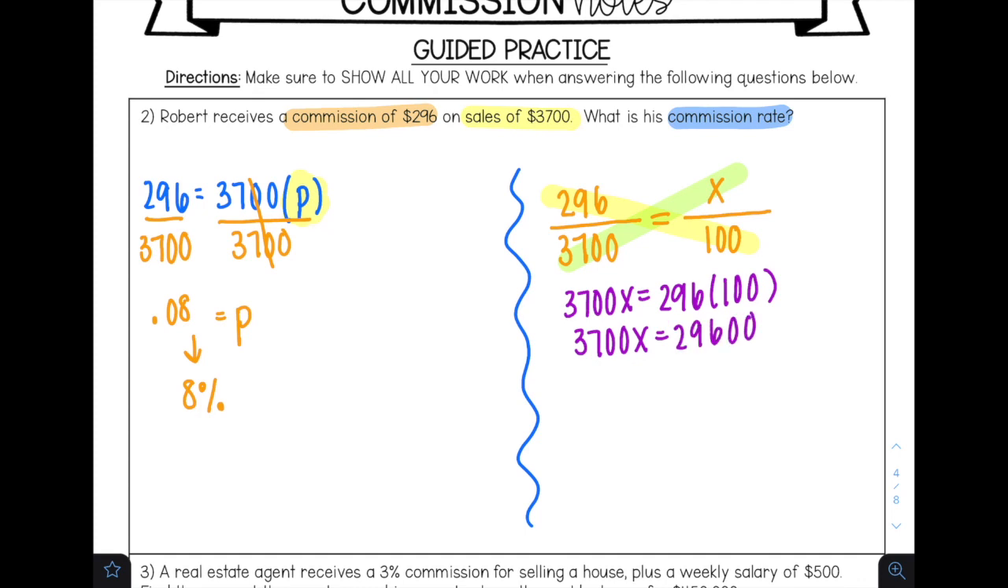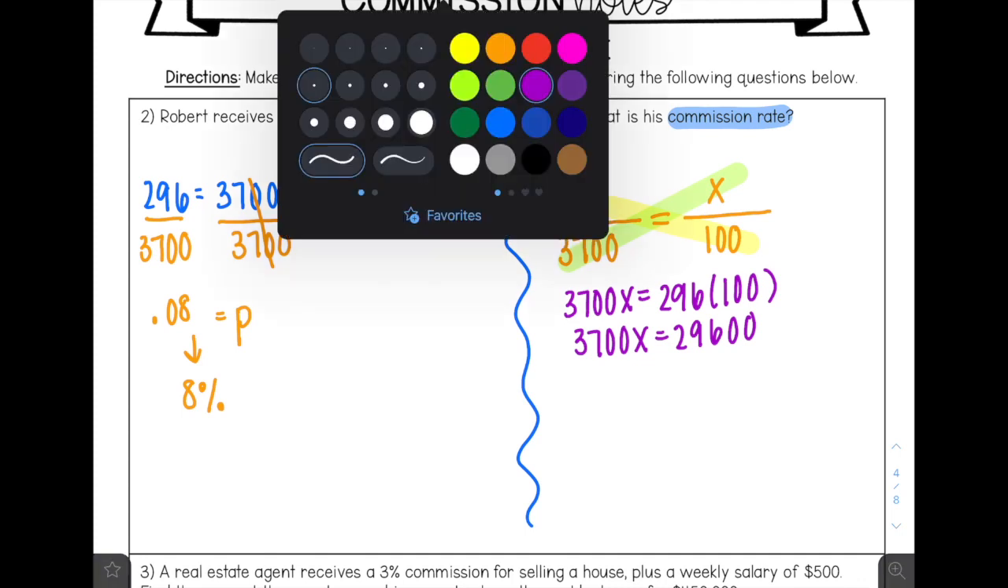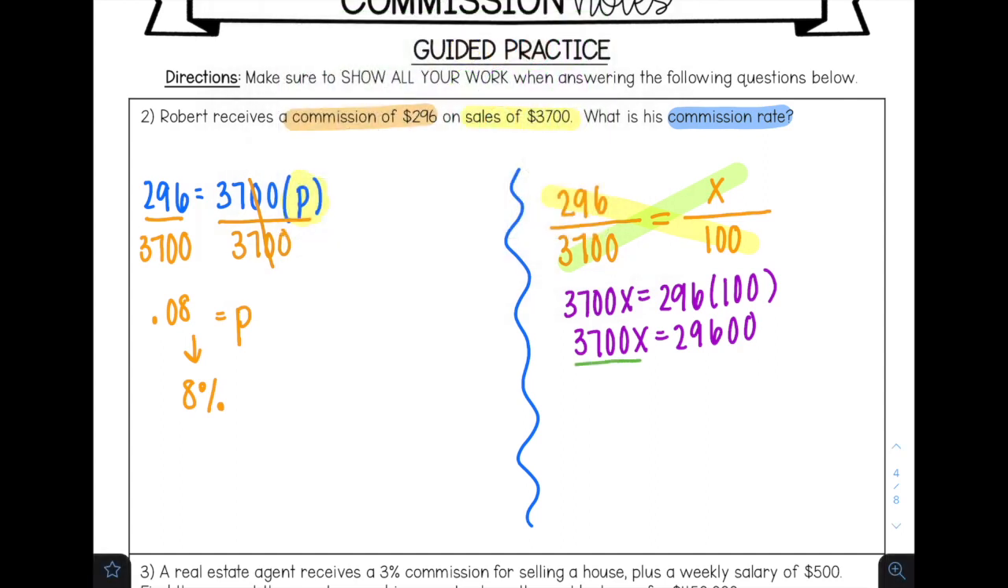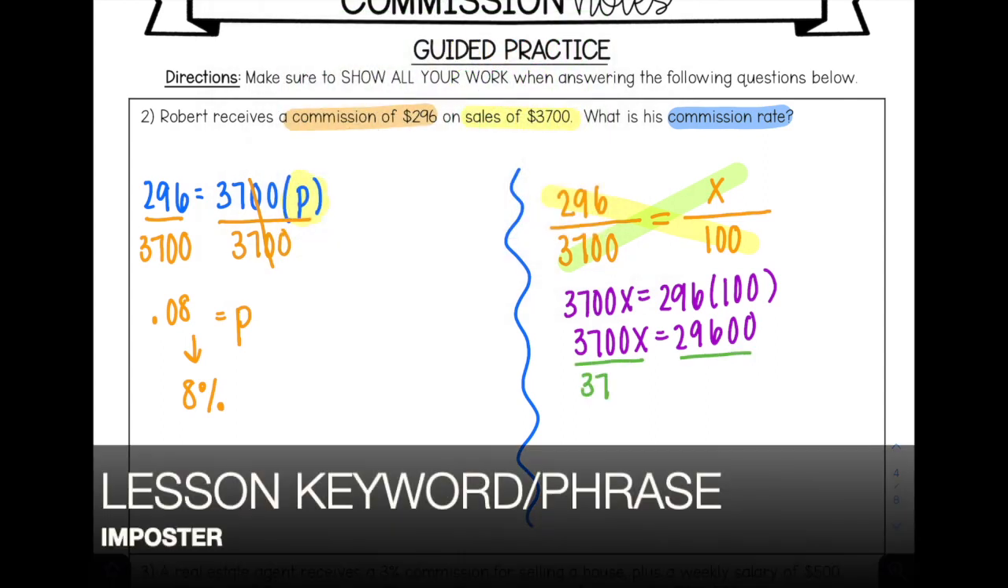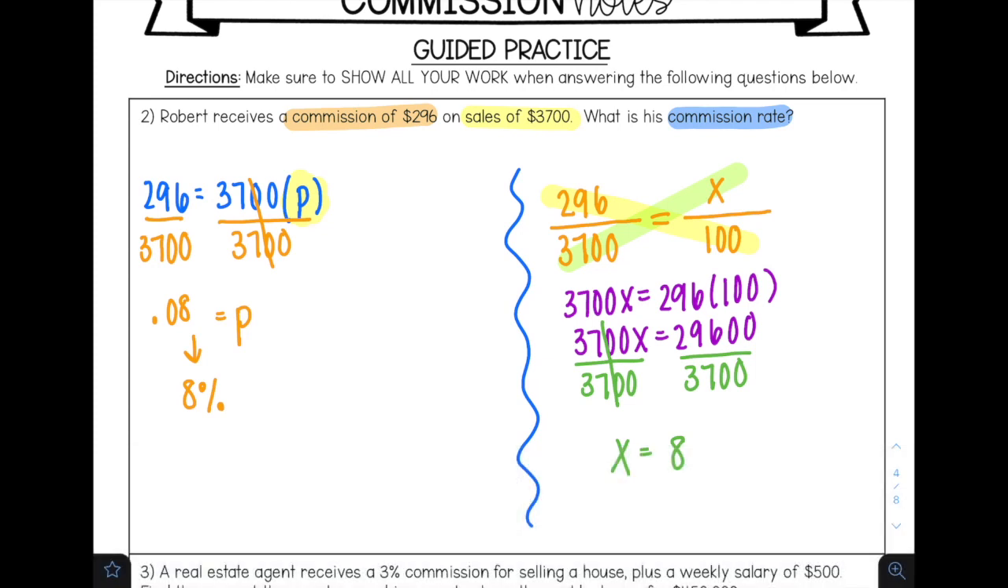3,700x equals 9,600. And then you divide both sides by 3,700. This cancels out, and x is going to equal 8. And if x equals 8, then that means you're at 8%. Again, both equal the same rate. You found the same answer using your equation versus your proportion.